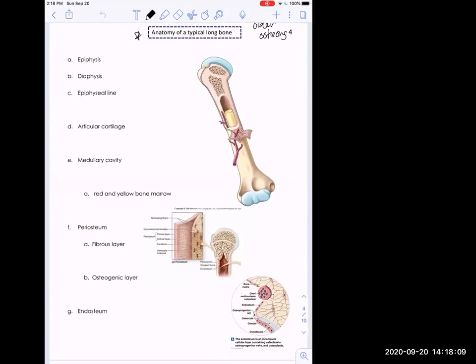Okay, so now we're going to continue our examination of bones and take a look at the anatomy of a typical long bone. Remember, there's short bones, long bones, flat bones, irregular bones, sesamoid bones. And we're going to take a look at the anatomy of a typical long bone, a bone that's longer than it is wide. And this is really a majority of bones in your body.